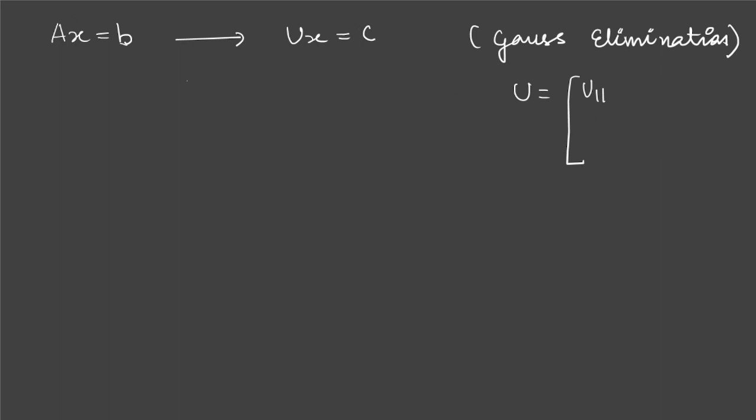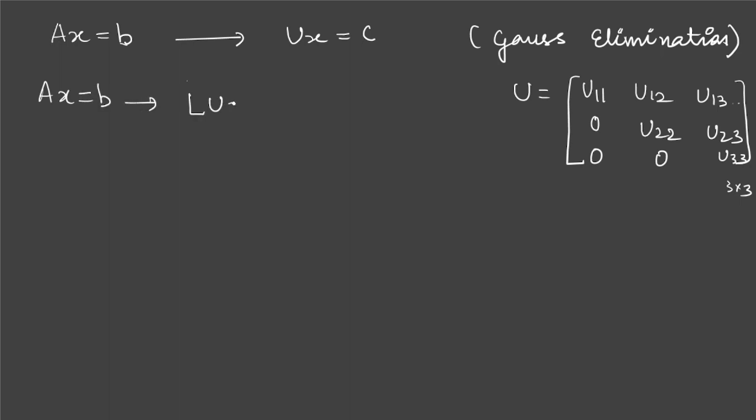This is an upper triangular matrix. So U11, U12, U13, and it is going to take n cross n form. But for example, I'm telling you for 3 cross 3, how does it look? Then U22, U23, and 0 0 and U33. That means all the elements below the diagonal are 0. Then that matrix is considered to be the upper triangular matrix. Okay, that's how it looks. Then I told you that Ax equals B takes the form LUx, right?